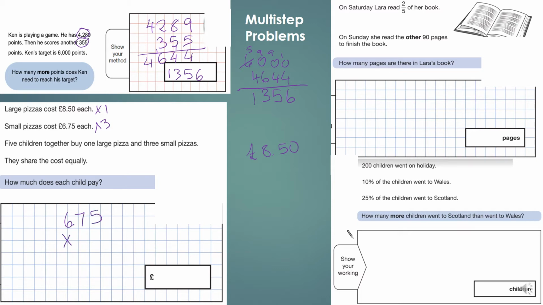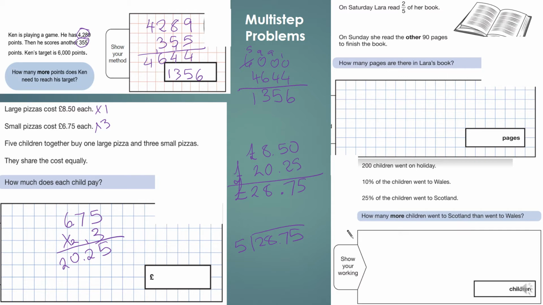So we do a simple short multiplication. 3 5s are 15, 3 7s are 21, and 1 is 22. 3 6s are 18, and 2 is 20. So we need to add on £20.25. That's 5, 7, and that's £28.75. And now we need to do a short division to find out how much each child paid.